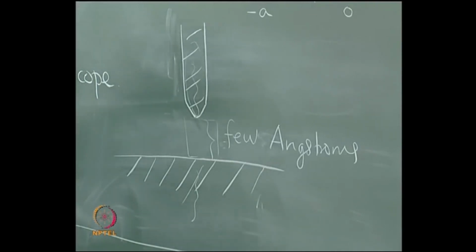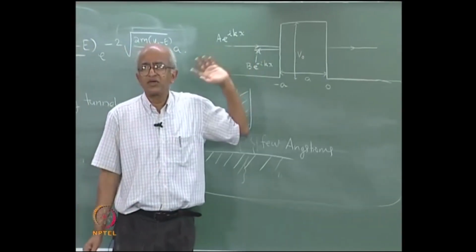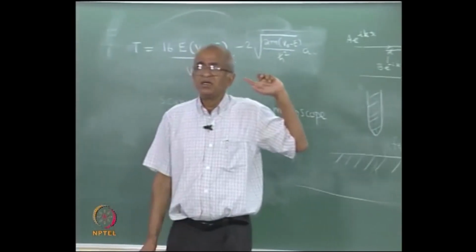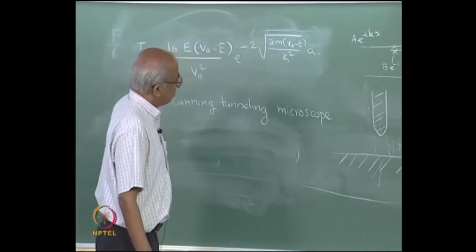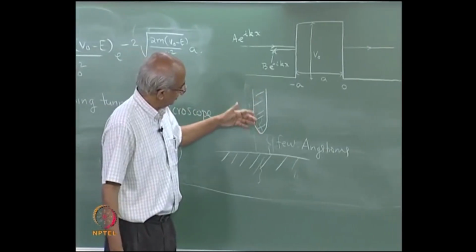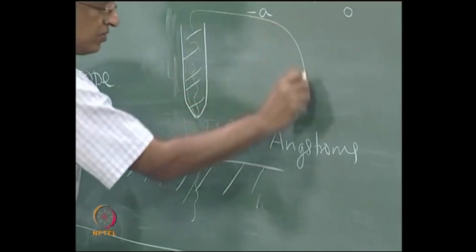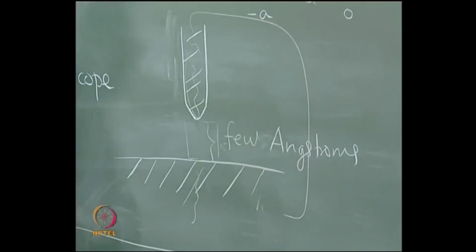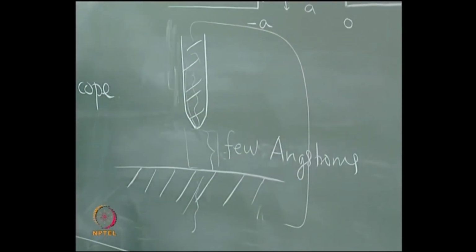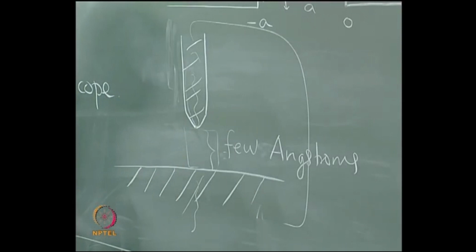So, the situation is analogous to this, but of course, this is in 3 dimensions, where what we have considered is a 1-dimensional example. So, what you can do is bring the metal tip close to the metal surface, and then apply a potential difference between these two, and that potential difference will cause the electron to tunnel through the barrier to the other side.